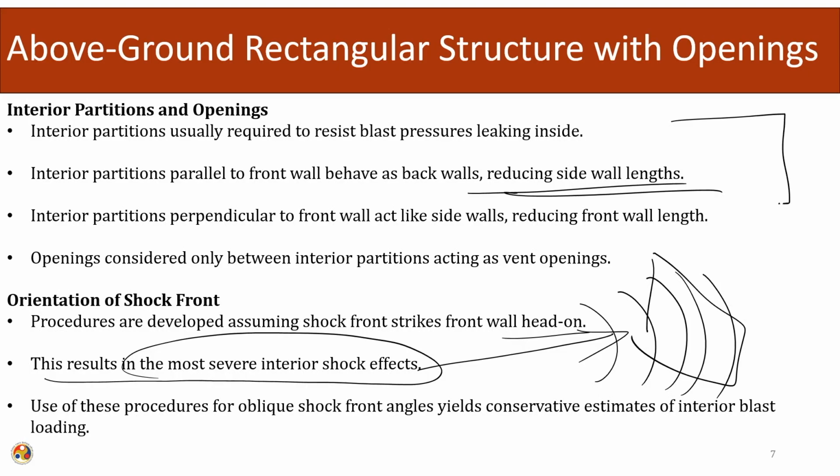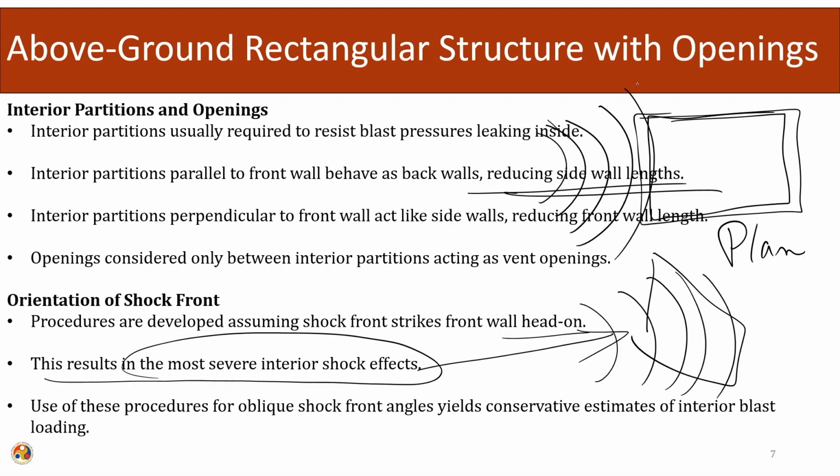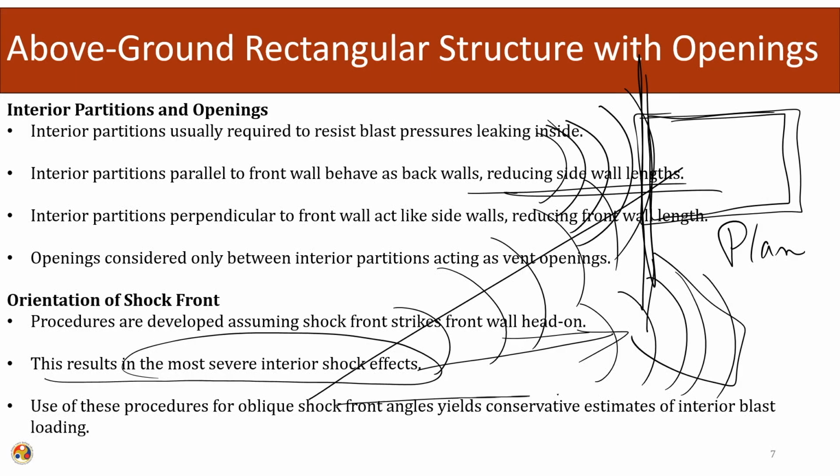What we are saying is that whatever might be the case, if we are looking at a plan, we are assuming that the shock front hits the front wall fully. It is not at any angle. It might be a case where the shock front is acting at an angle, as we have seen earlier, if this is the angle of attack. But for the worst case scenario in the design sense, we always assume that it is acting head on.